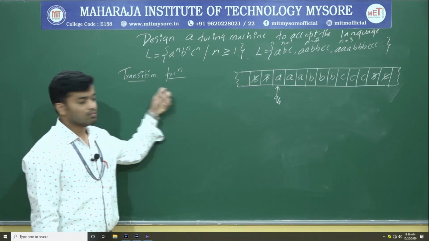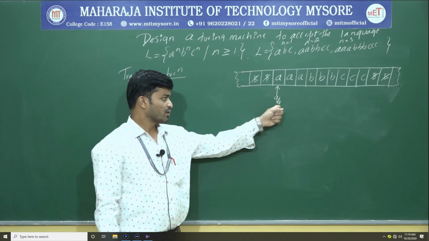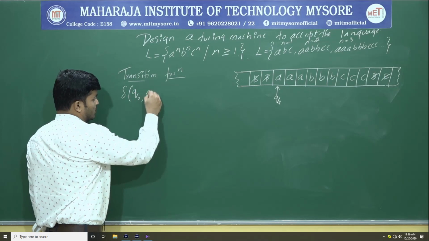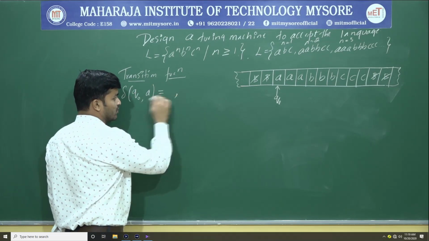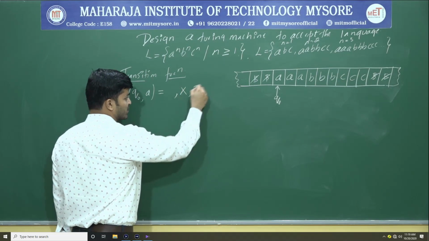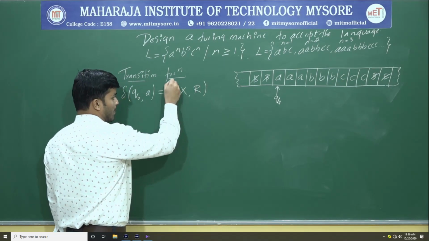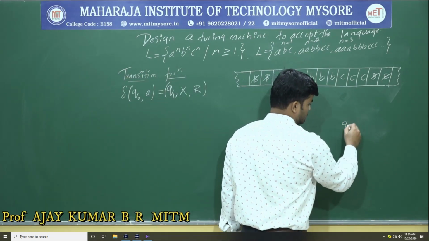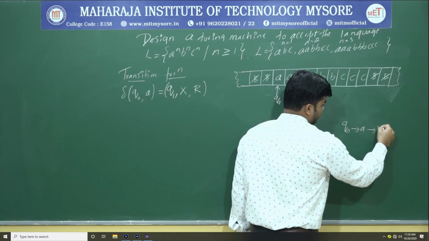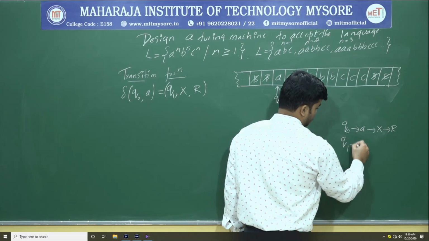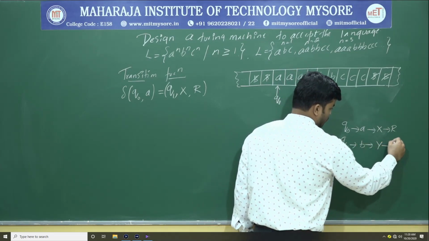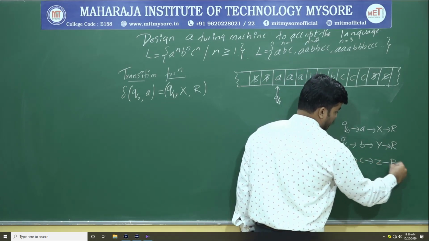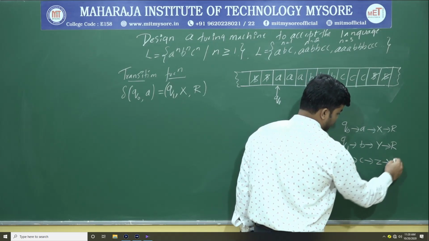So your transition function starts from state Q0 because that is the start state. Q0 upon A: you replace that A with X and keep on moving right hand side by changing state to Q1. I am going to use the following states. Q0 replaces A with X and moves right to Q1. At Q1, whenever I get a B, replace that one with Y and move right. And at Q2, replace C with Z and start moving left hand side.